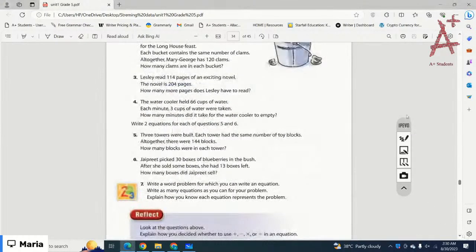The next one is question number 4. The water cooler held 66 cups of water. Every minute, 3 cups of water were taken. How many minutes did it take for the water cooler to empty? So the water cooler has 66 cups of water, right? Each minute, 3 cups of water were taken. You don't know after how many minutes the cooler is empty, right? So 66.